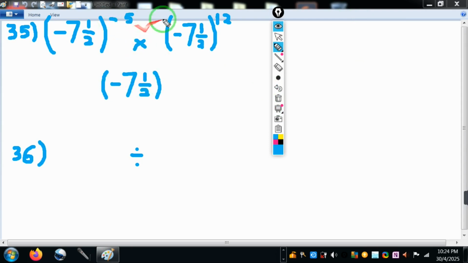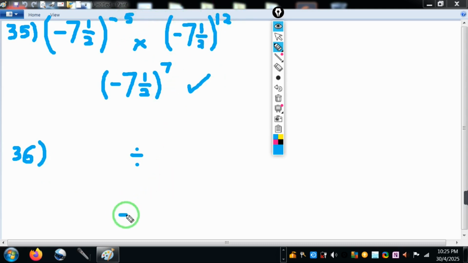So minus 5 plus 12. So bottomers do the addition first. 12 minus 5 is 7. Let's solve and then go on and expand it out. Now we do this one, number 36. Division. Division means minus. Minus 5 minus 12 is minus 17.